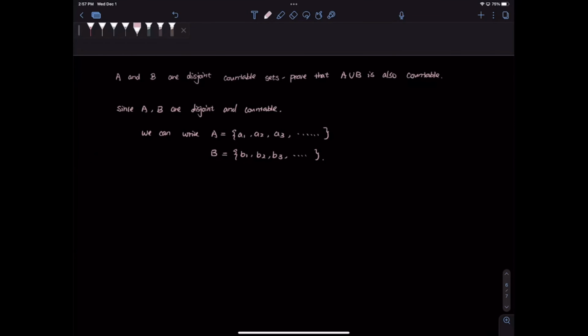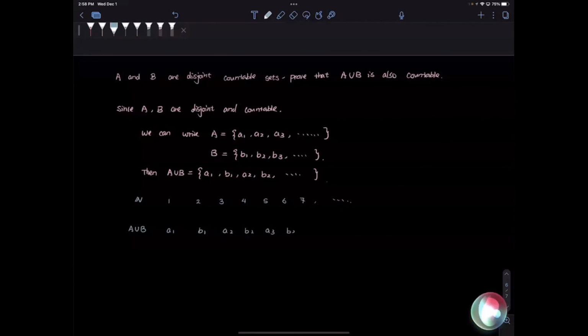Anyway, because they are disjoint, you know that A_i doesn't equal B_j for any i and j. So the union A union B would just be A1, B1, A2, B2, and so on. Okay. So now what we want to do, I'm going to use another color, is a bijection between natural numbers and A union B. So natural numbers are 1, 2, 3, 4, 5, 6, 7, and so on. A union B is A1, B1, A2, B2, A3, B3.